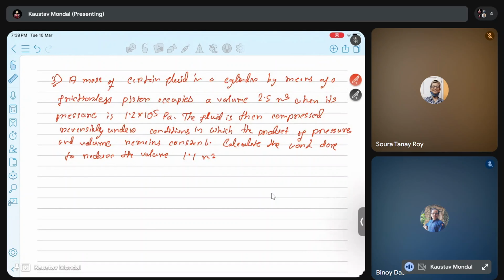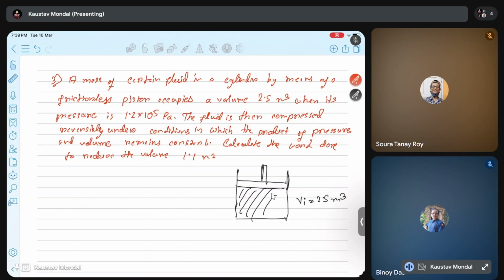So basically there is a certain fluid in a cylinder. The cylinder looks like this, there is a piston, and the piston is frictionless, so there is no dissipative force involved. So it's a reversible process, or an ideal process, you can say. Initially it occupies a volume, Vi is 2.5 meter cube.